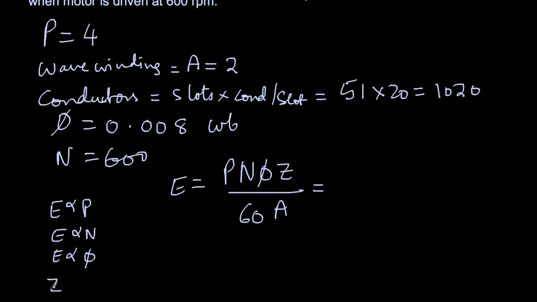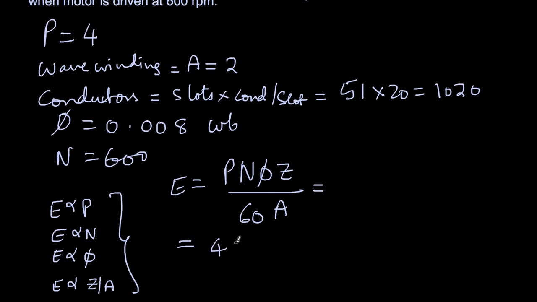And what is this Z by A? Z by A is conductors per parallel path. The voltage keeps on adding. The EMF induced is proportional to conductors per parallel path, because the voltages of the conductors in series get added. So E is proportional to Z by A. Just by thinking, I can write it like this, and the N is only a conversion. I'm converting revolutions per minute to revolutions per second, so that 60 factor is coming. So it is pretty straightforward to remember.